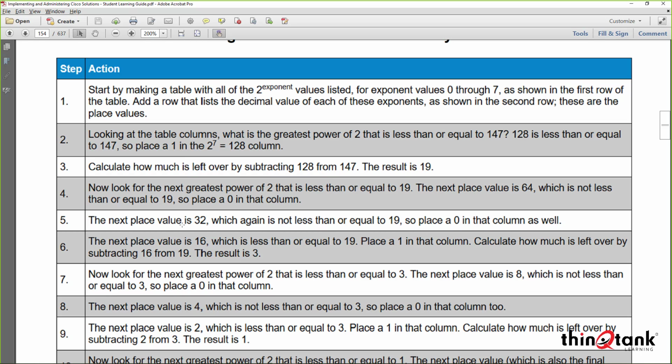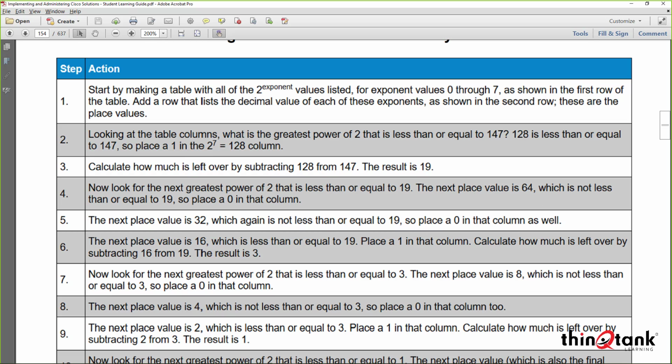And we're going to make that table as large as we need or as small as we need, depending on the type of number that we're going to represent. Look at the columns. What is the greatest power of 2 that is less than the value? That is basically what I was just describing, right? 128 is less than 147, so I'm going to put a 1 in that column. I'm going to subtract 128, and the result is 19.